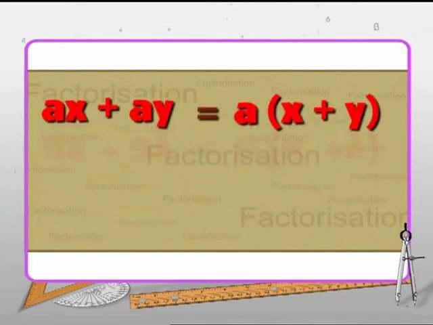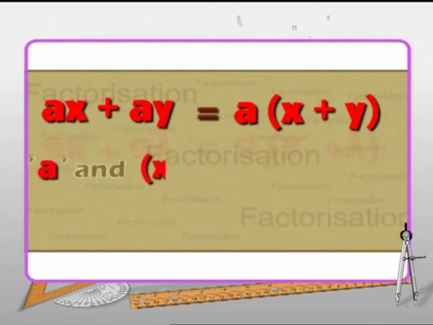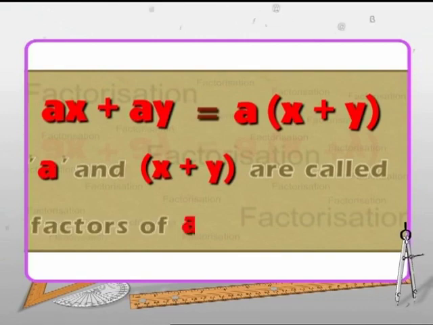In the algebraic expression ax plus ay, a is common to both the terms ax and ay. So, we take out a from both the terms to obtain ax plus ay is equal to a multiplied by x plus y the whole. Here, a and x plus y are called the factors of algebraic expression ax plus ay.